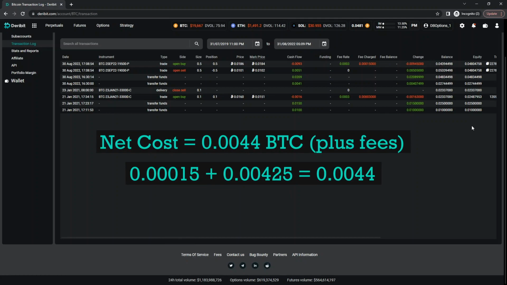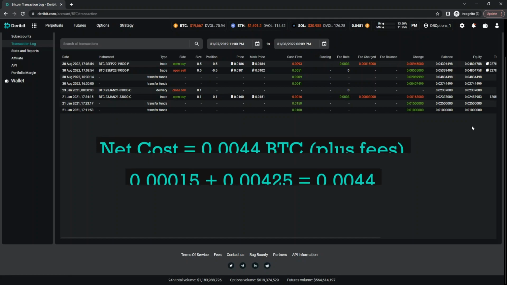This includes the fee of 0.00015 and 0.00425 for the spread itself. The cost of 0.00425 for the spread is calculated as our quantity multiplied by the price of the spread. So 0.5 multiplied by 0.0085.